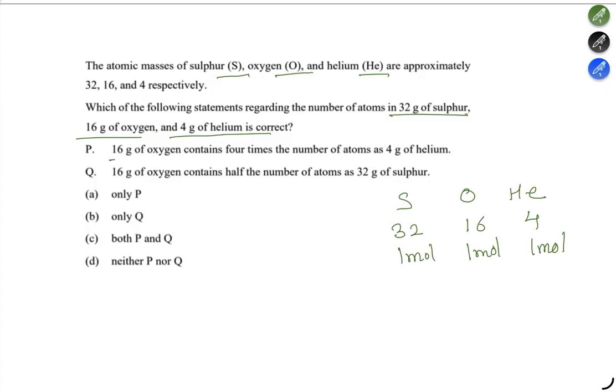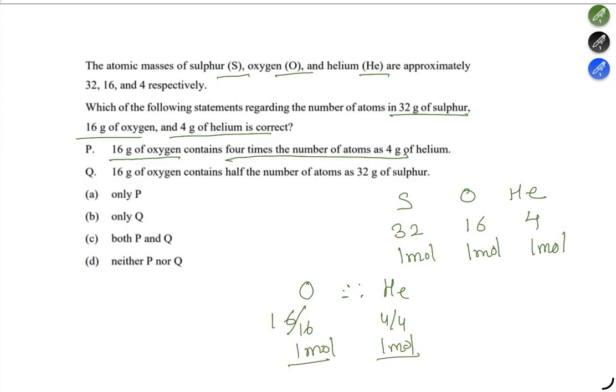The first statement says 16 gram of oxygen contains 4 times the number of atoms in 4 gram of helium. Now 16 grams of oxygen means they are talking about 1 mole, and 4 gram of helium, if you see, is the same 1 mole. We know that 1 mole of any substance contains the same number of particles. So this statement is wrong.